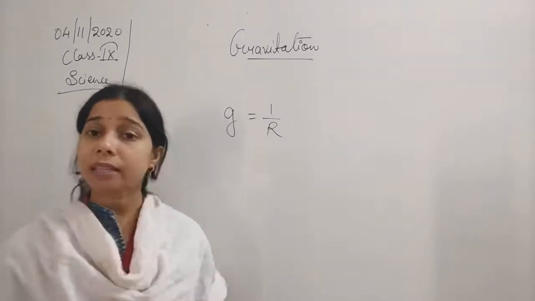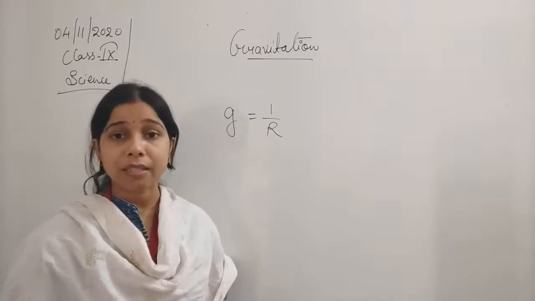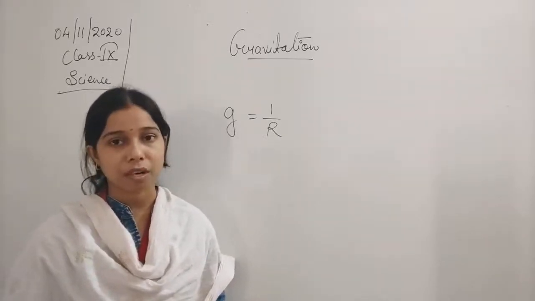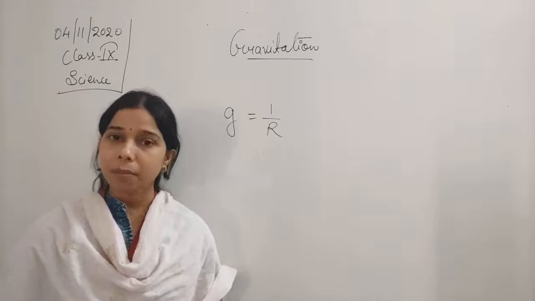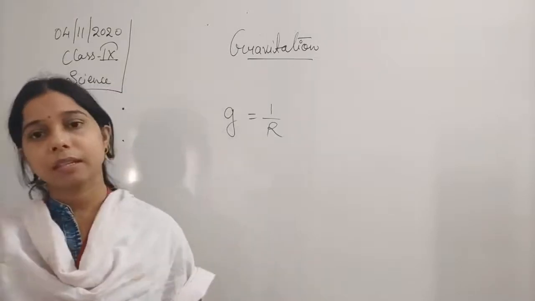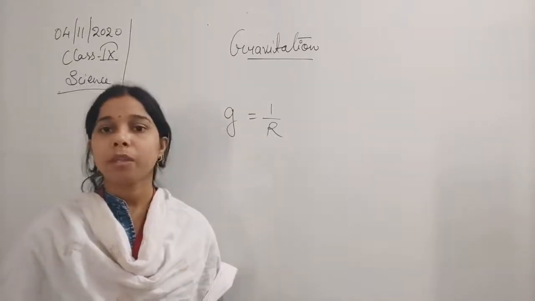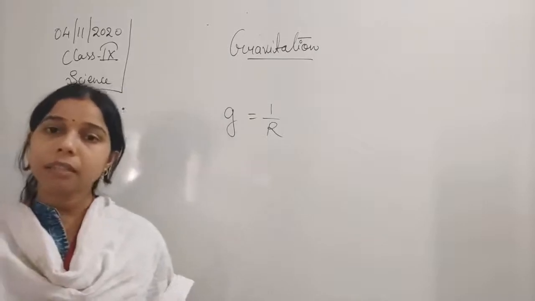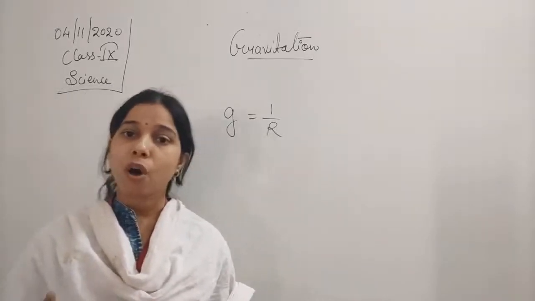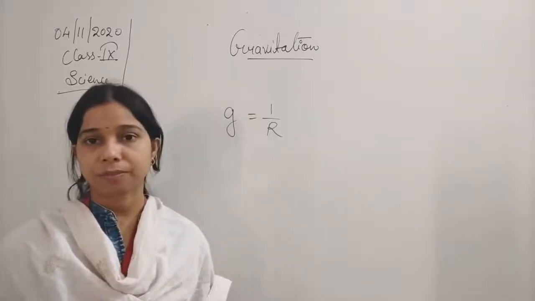Radius is inversely proportional to g. We have also said that the acceleration due to gravity is maximum at the surface of the earth, and it starts decreasing when the body moves either in the upward direction or in the downward direction.